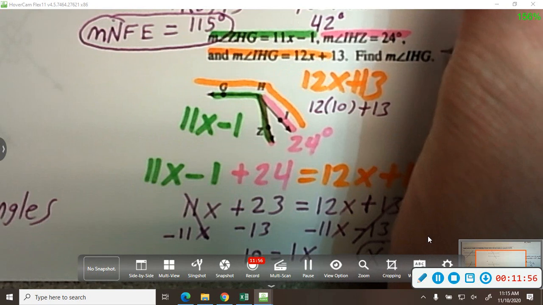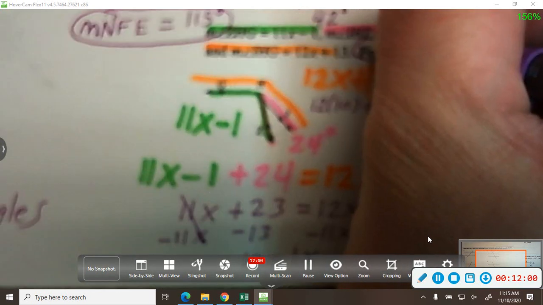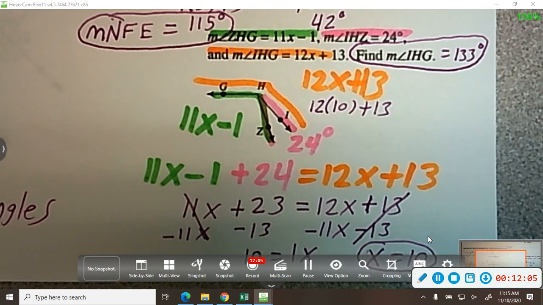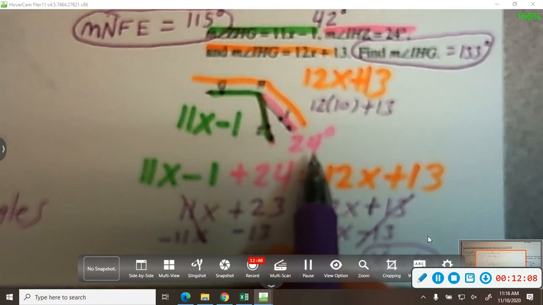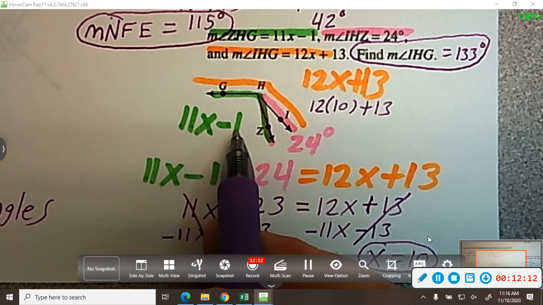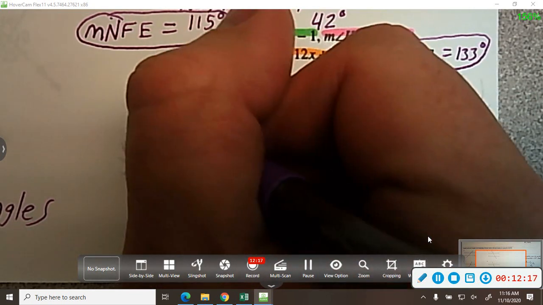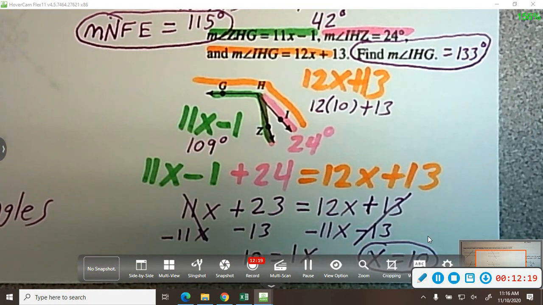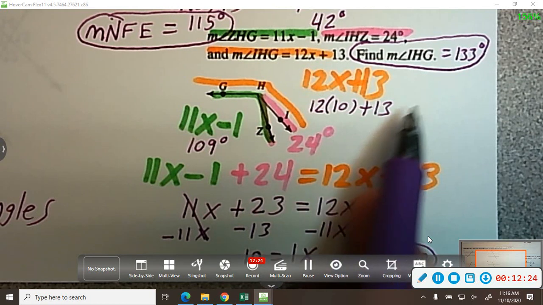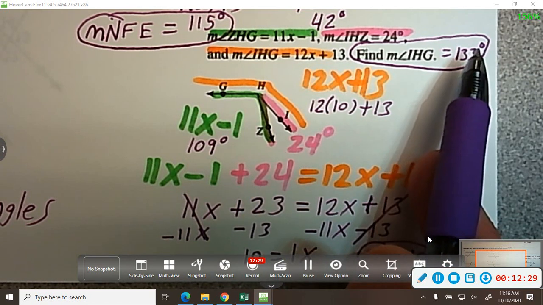So let's say this equals 133 degrees. So I found the whole thing is 133. And then you could plug in and say, okay, well that's 11 times 10 minus 1. 11 times 10 is 110. That'd be 109. And then just confirm that 109 plus 24 is 133. And it is. 109 plus 24 is 133.